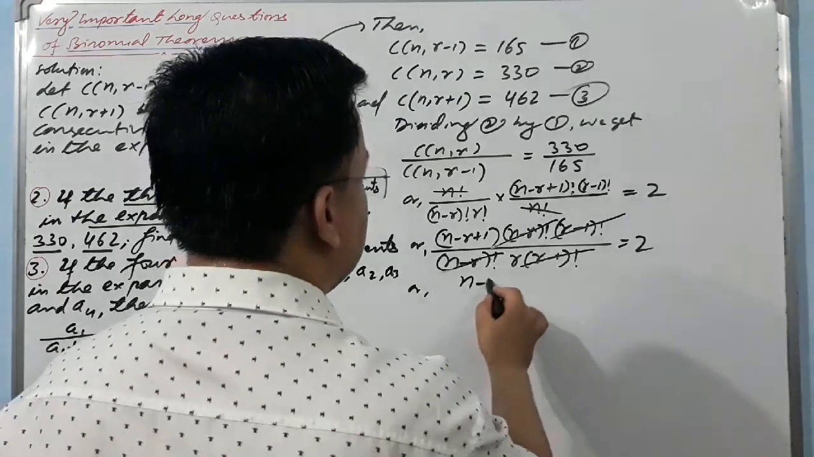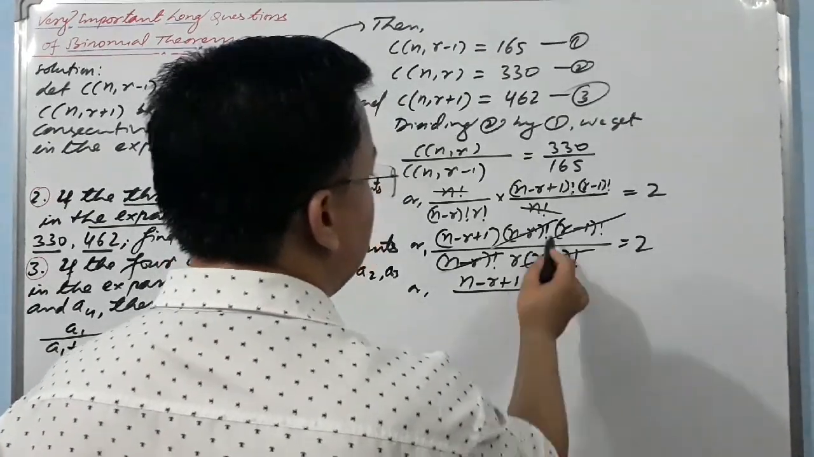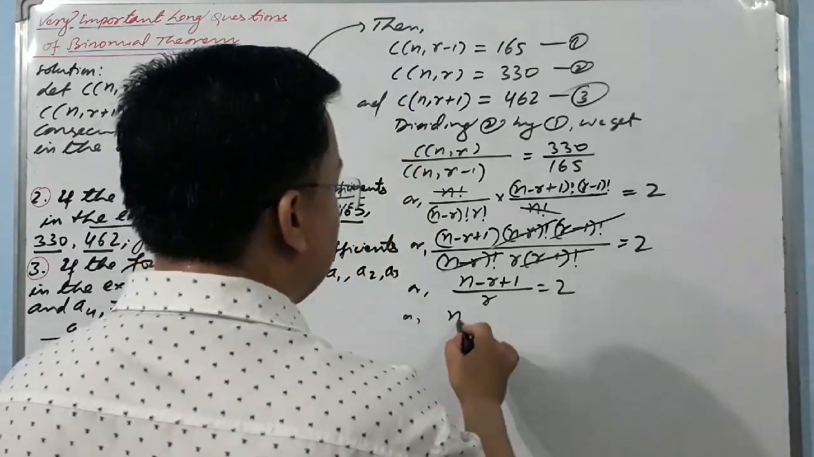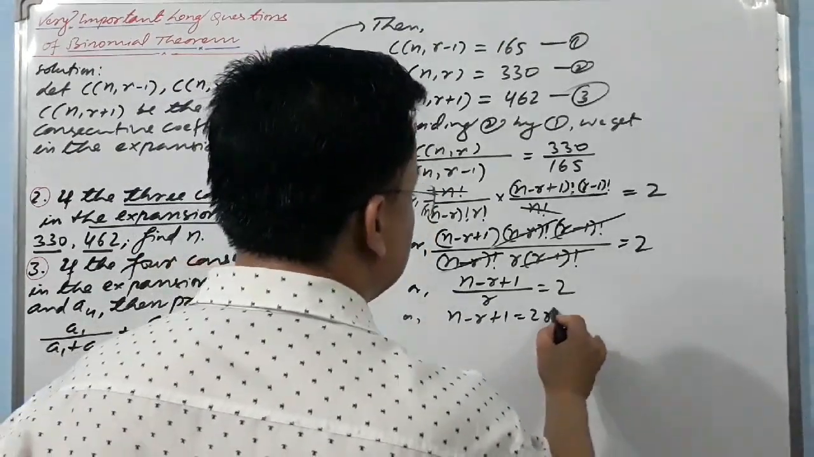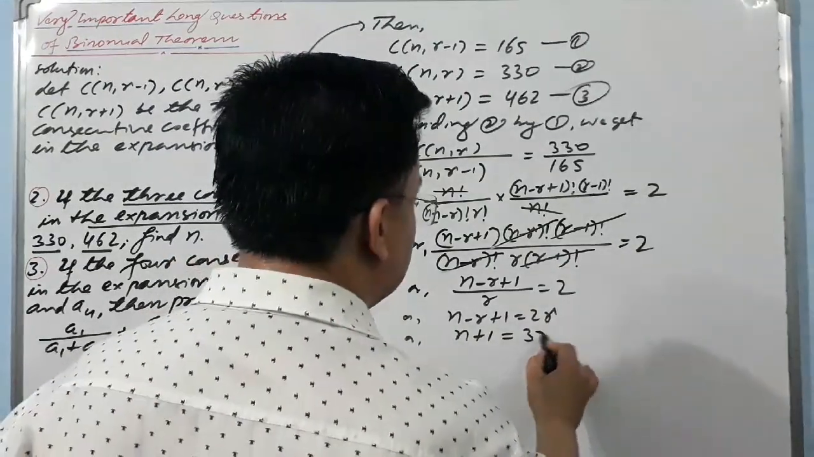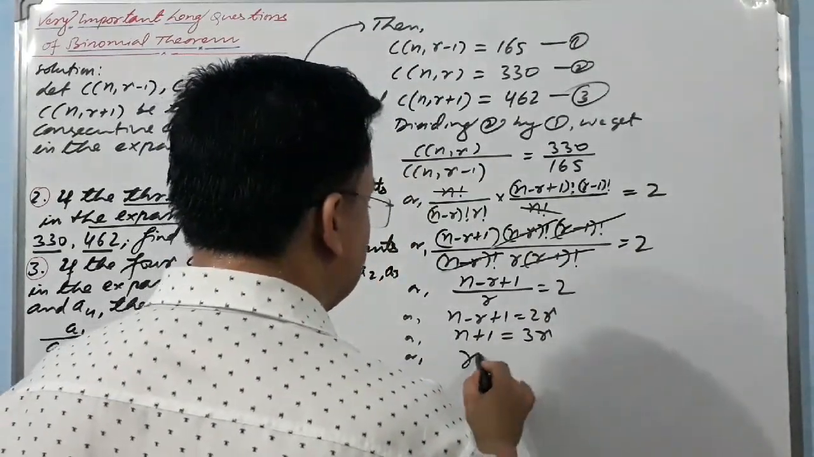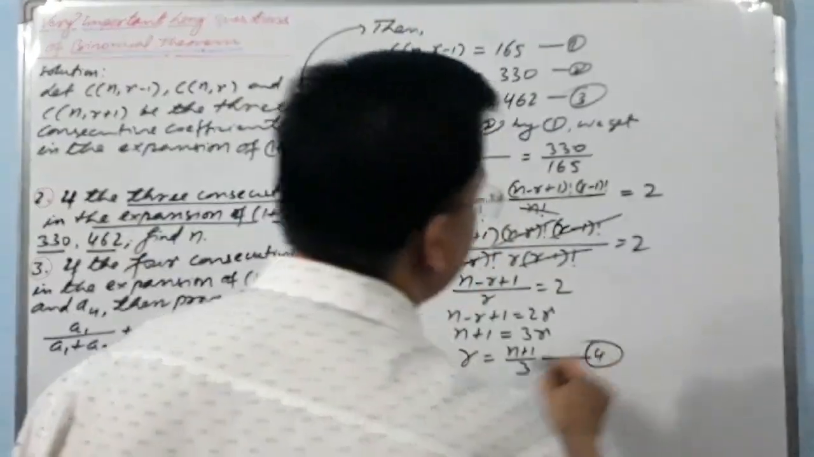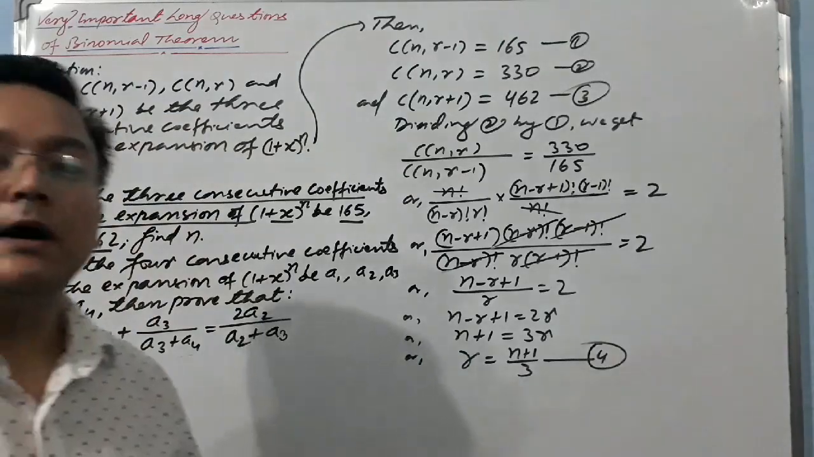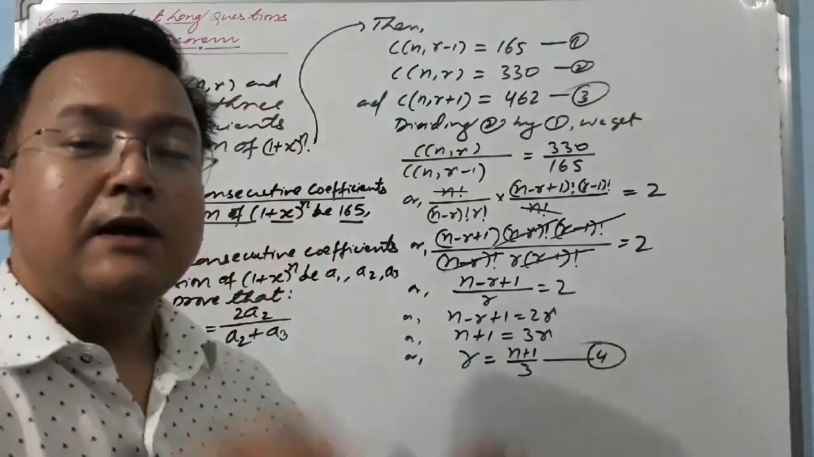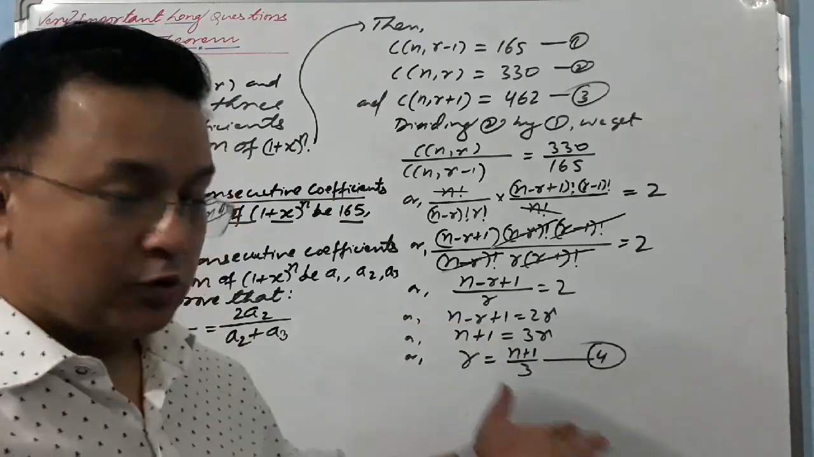So we can write down n minus r plus 1 over r is equal to 2. Now let's simplify. n minus r plus 1 is equal to 2r, or you will get n plus 1 is equal to 3r, or r is equal to (n plus 1) by 3. So we have got the value of r. Here r, in terms of n, is equal to (n plus 1) by 3.